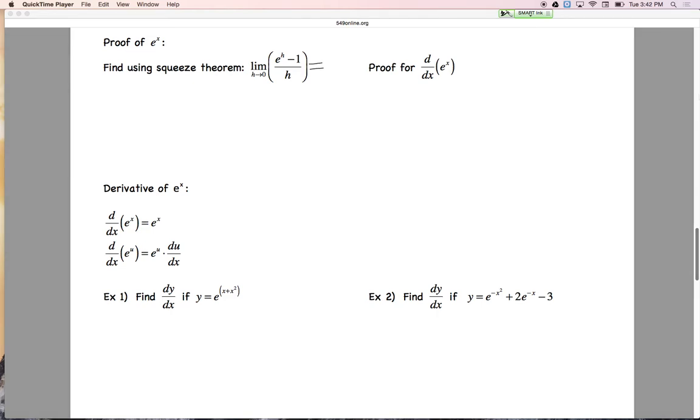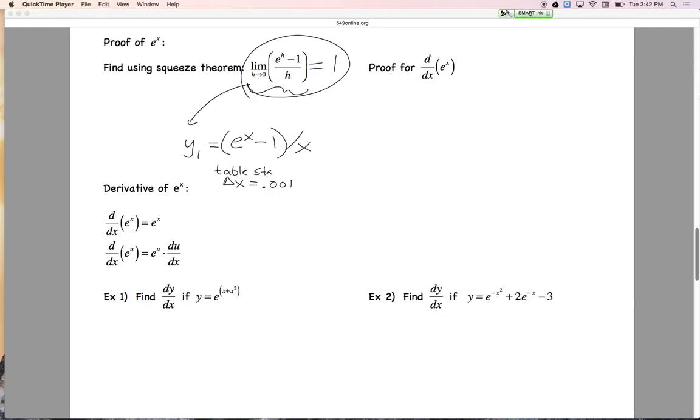And if you use your calculator, you'll show that this right here, by the squeeze theorem, is equal to 1. If you want to check it with your calculator, type into y1 e to the x minus 1 over x, then go to your table set and let delta table be 0.001, and let your table start be 0. If you do that, you'll get 1 for this right here. So now let me prove this.